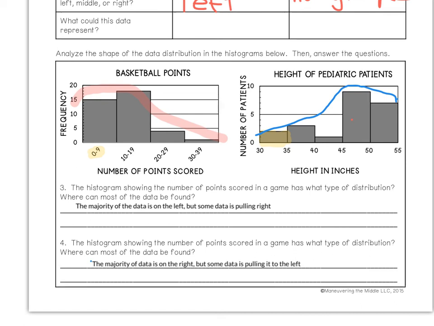All right, so take a look at your notes again as you move on to the independent practice page.